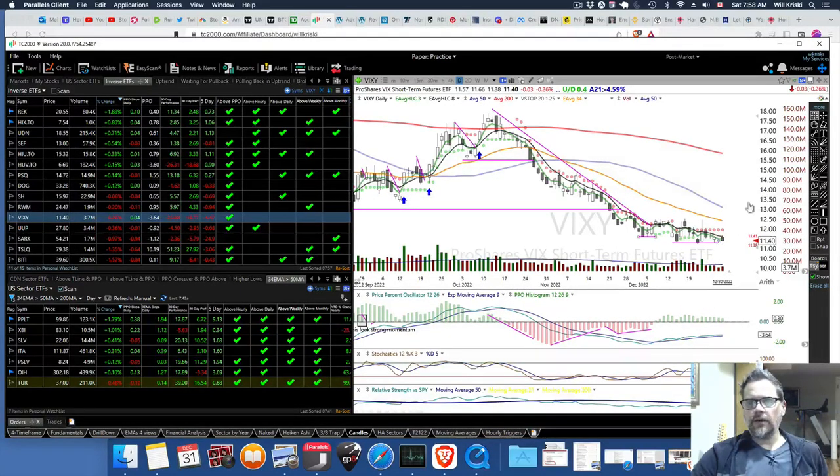So this could have a reversal, which would be bad for the markets, or it could break down and continue heading down again. So not a definitive decision point.